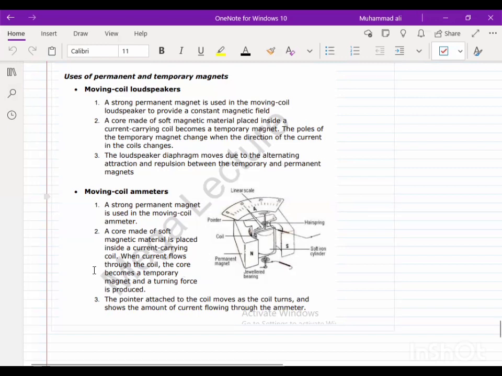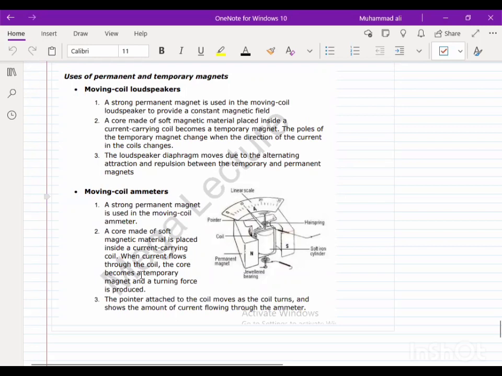And then we have moving coil ammeters. Again, we have a strong permanent magnet used in the moving coil ammeter. A core made of soft magnetic material is placed inside a current coil, a simple idea just like we studied for loudspeakers. When current flows through the coil, the core becomes a temporary magnet and a turning force is produced.